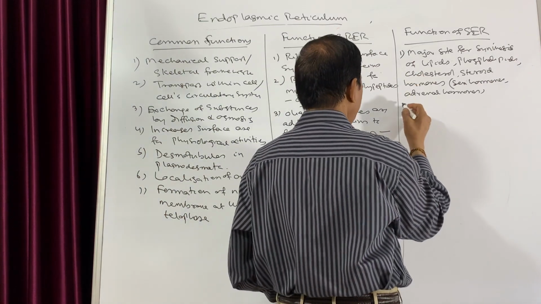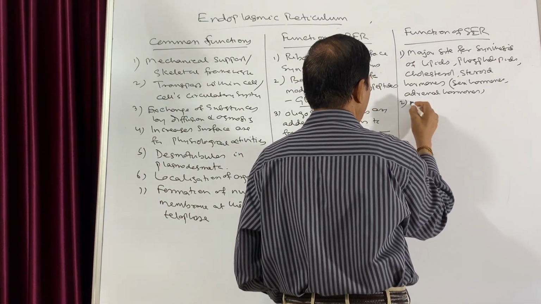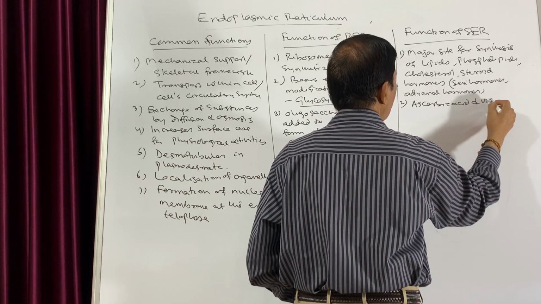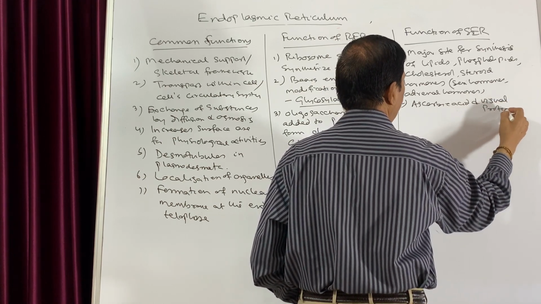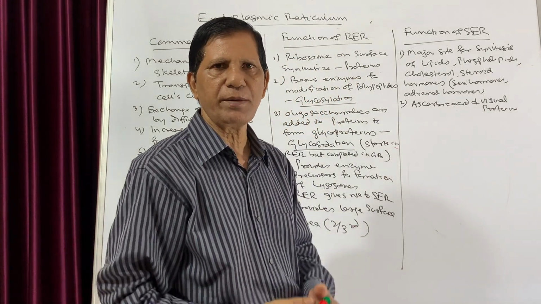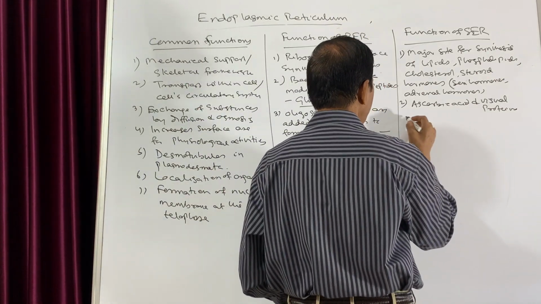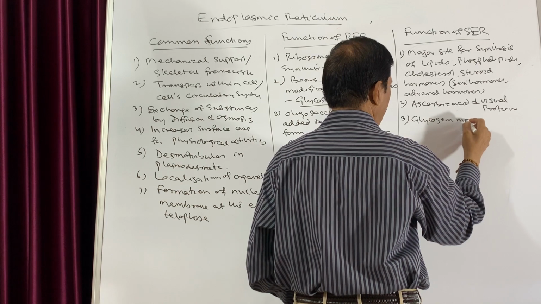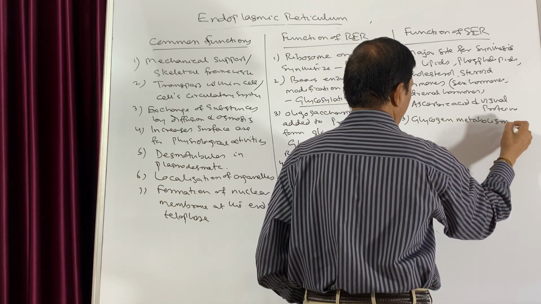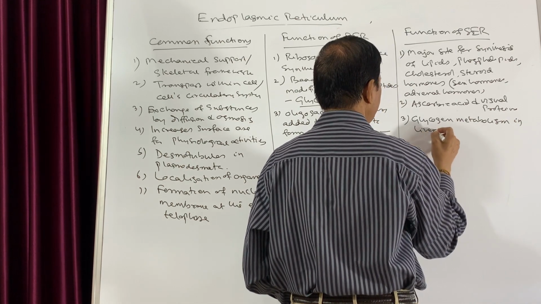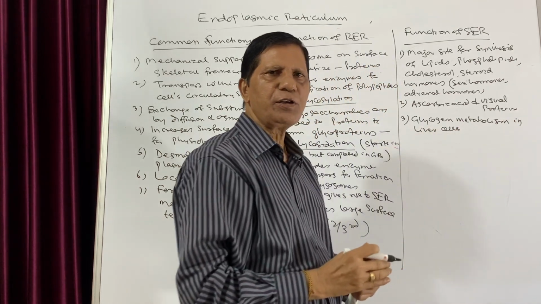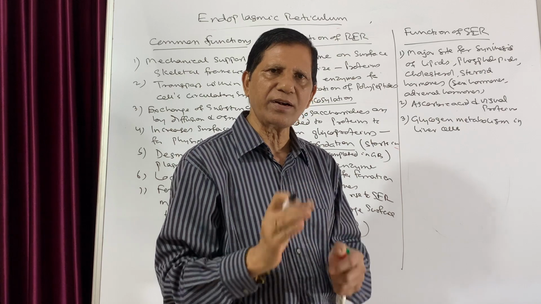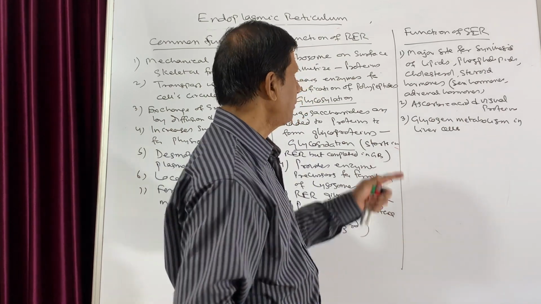That is synthesis. Then the second important function is the synthesis of ascorbic acid and visual proteins, that means the retinal proteins. Ascorbic acid is vitamin C. Then the third important point is it has a very important role in glycogen metabolism in liver cells. Glycogen metabolism means both glycogenesis and glycogenolysis. That means both synthesis and breakdown of glycogen inside the liver cells take place through this smooth endoplasmic reticulum.